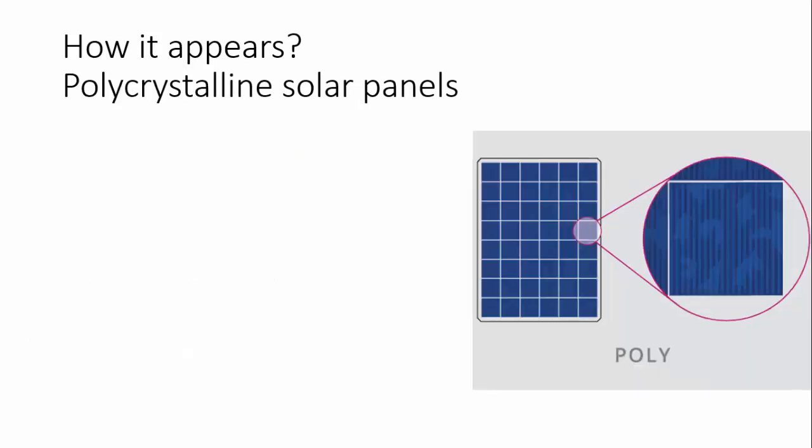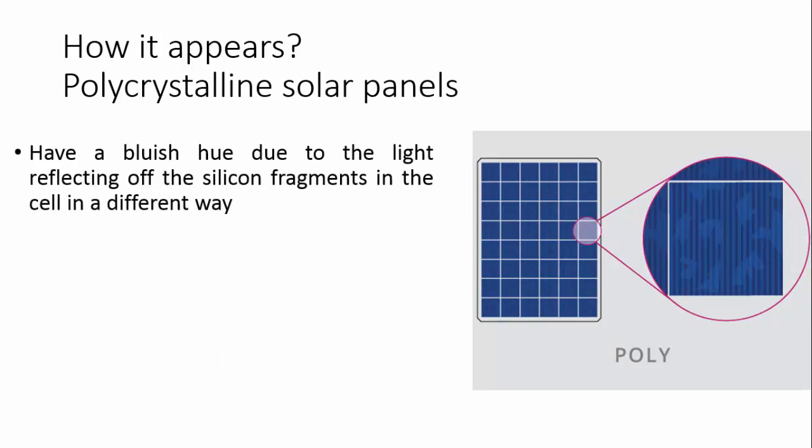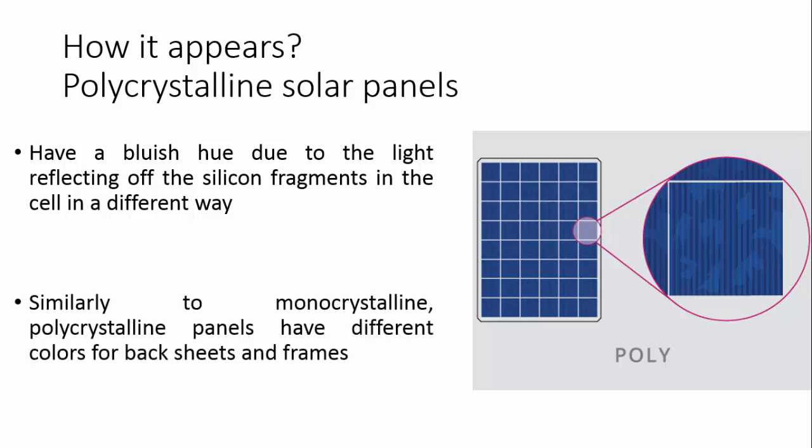Then go to the polycrystalline solar panels. They are generally bluish in color. They have a bluish hue because the silicon fragments reflect light in a different way when compared to monocrystalline solar panels. Similar to monocrystalline solar panels, polycrystalline solar panels also have different colors for the back sheets and the frames.